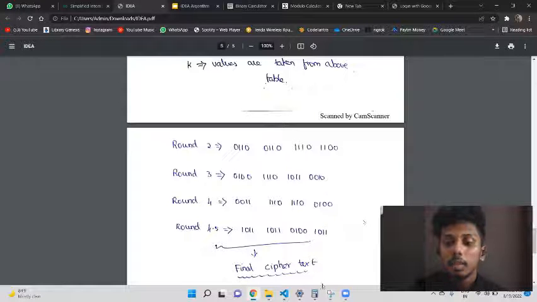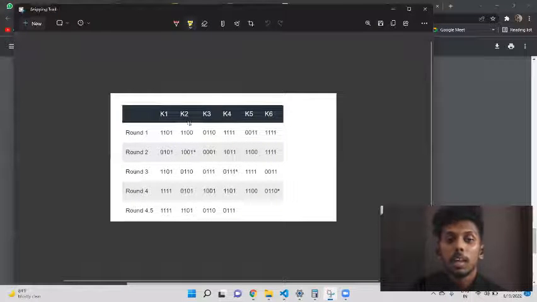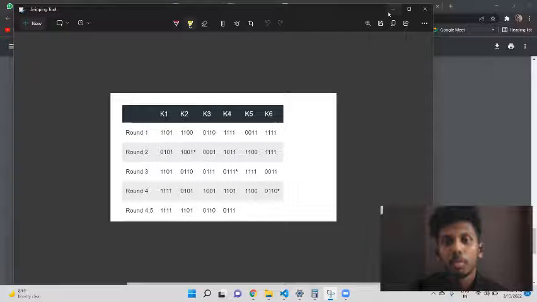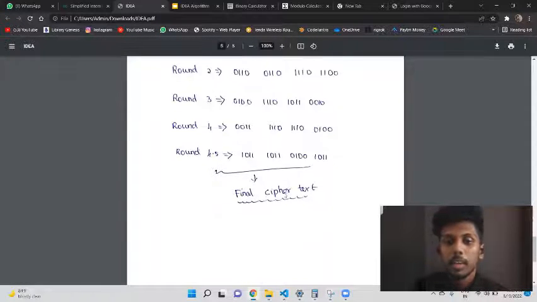And the K values will be taken from the above table. For rounds 1 to 4, we'll be having K6. For round 4.5, we'll be having K4. And we'll be getting the ciphertext.